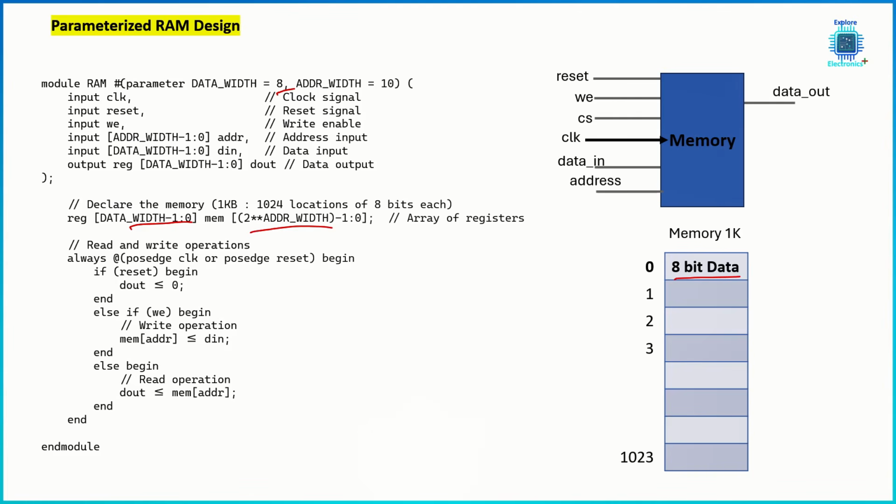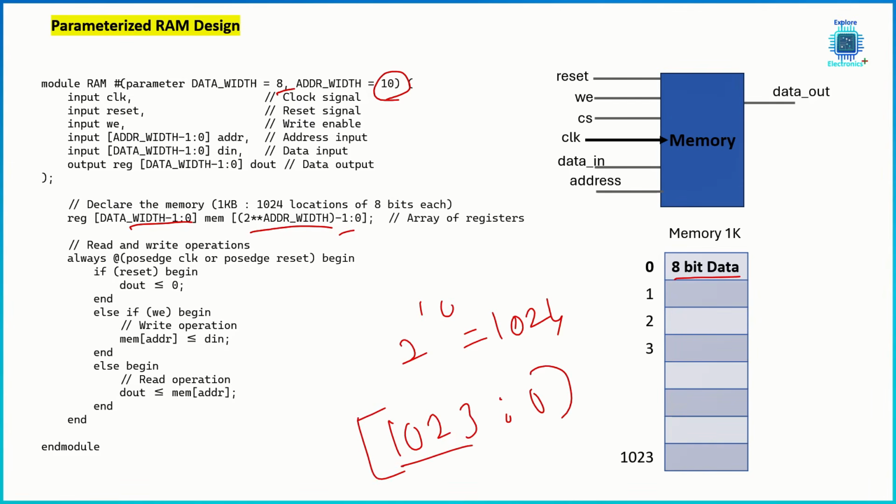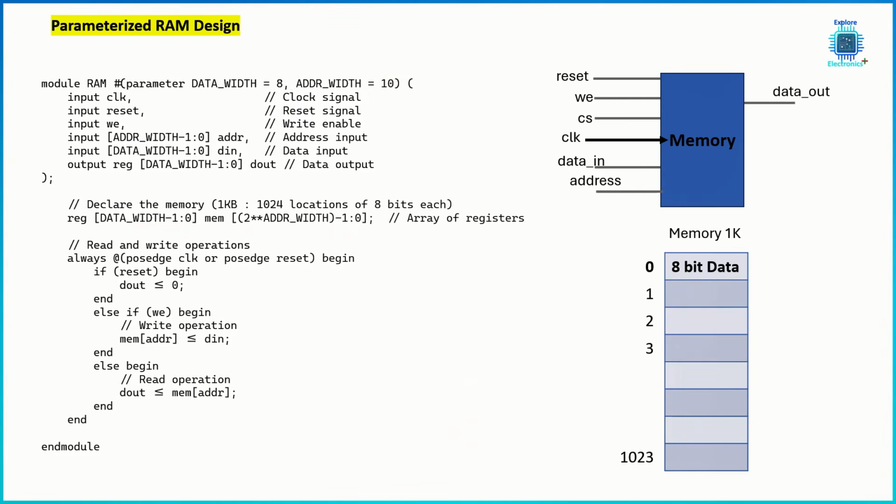And then we have 2 power (double star) address width. Address width is 10 here, and 2 power 10 gives us 1024, right? So here 1024 minus 1, that is 1023 colon 0, is the array representation. So it will have a total of 1024 locations. Then depending on the address bits and the data width we give, we can scale up and scale down the size of the memory. And obviously, depending on the values we give here, this register is going to be modified, and write and read operations will be similar to 1K and 2K.